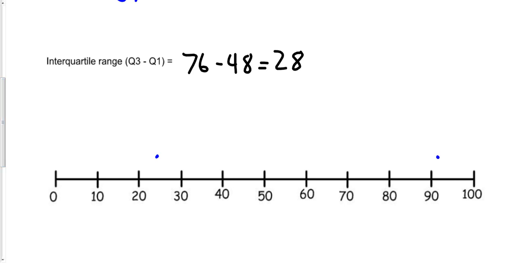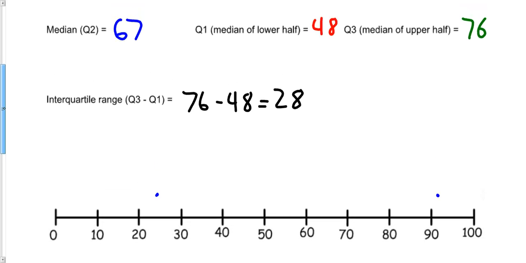Okay. I also need to then plot my Q1, Q2, and Q3. So my Q2 is 67. So 67 is about here. My Q1 is 48, and that's about here. And my Q3, 76, is about here. Okay, so here I've got my low, my Q1, my Q2, and my Q3. So I've got my 5 points on this box and whisker plot.